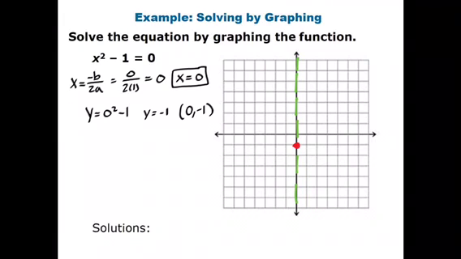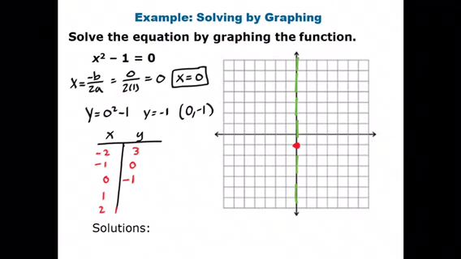So we're going to create an xy table, and you can do this using the table in your graphing calculator or by hand, and we're going to find the values that allow us to plot the rest of this parabola. Right now I already have the point 0, negative 1, and I want points on both sides of that first point. So let's say I use negative 2, negative 1, 1, and 2 to get some additional points here. Well, negative 2 squared is 4, 4 minus 1 is 3, negative 1 squared is 1, 1 minus 1 is 0. So right now I've got the points at negative 2, 3, and at negative 1, 0.